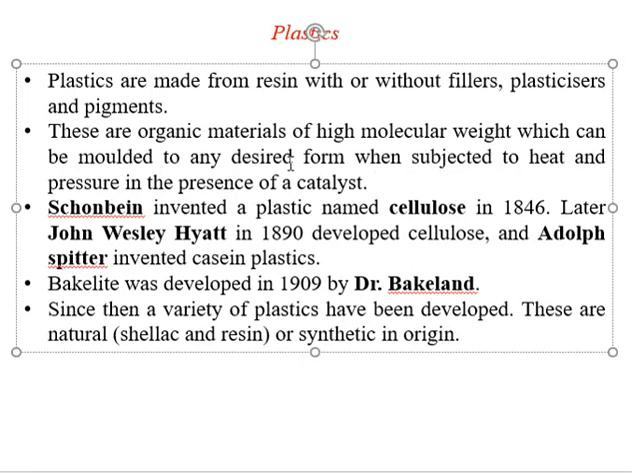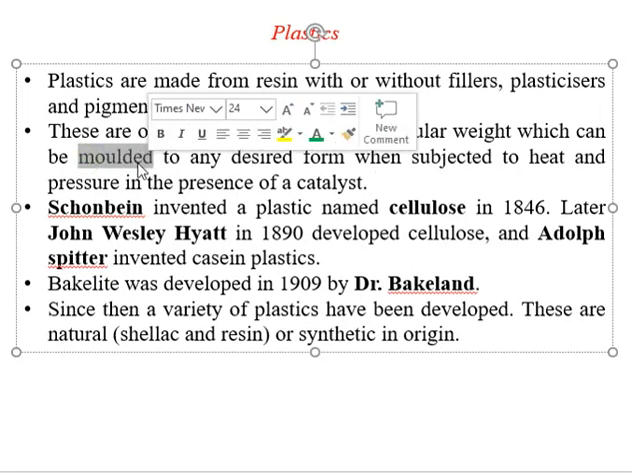For example, we want plastic in the shape of a chair, in the shape of a socket. So we have got a certain mold. In that mold, when we pour the liquid plastic, then it takes that shape. That's why it could be molded in any shape.